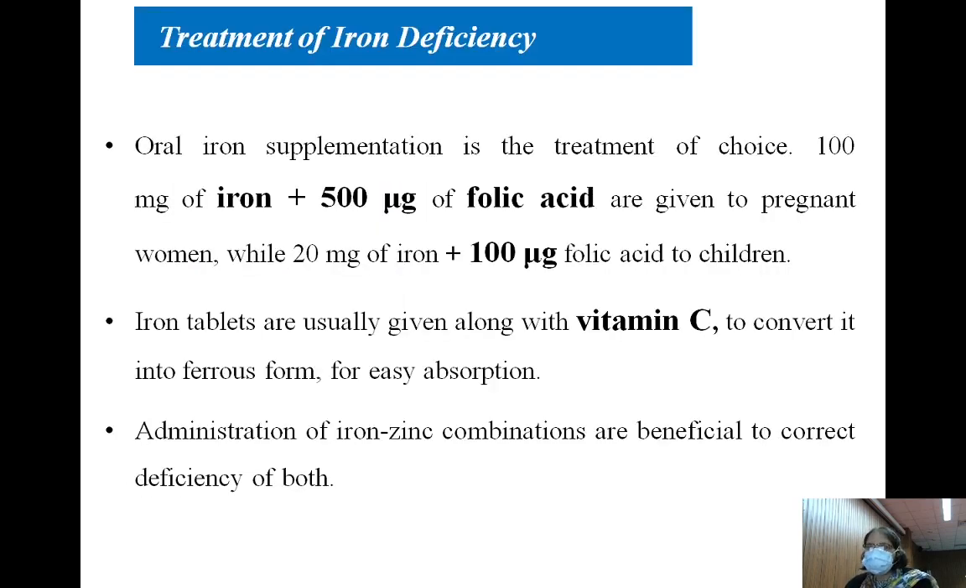Treatment of iron deficiency. Oral iron supplementation is the treatment of choice. 100 milligram of iron plus 500 microgram of folic acid are given to the pregnant woman, while 20 milligram of iron plus 100 microgram of folic acid to children. Iron tablets are usually given along with vitamin C to enhance the absorption by conversion of the ferric to ferrous form. Administration of the iron zinc combination is beneficial to correct the deficiency of both.